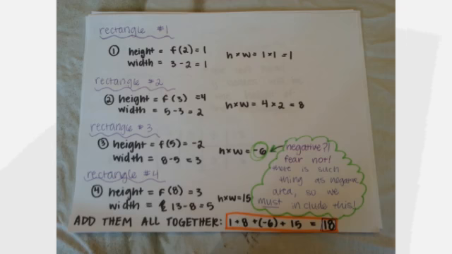Finally, for rectangle number 4, the height is f of 8, or 3, because 8 is the leftmost x value of the rectangle. The width is 13 minus 8, which equals 5. The width times the height is 15.